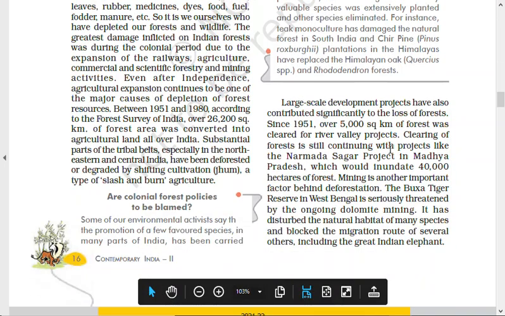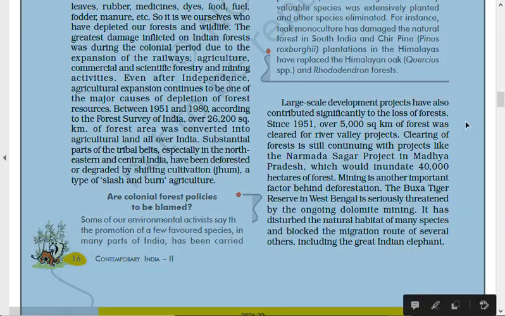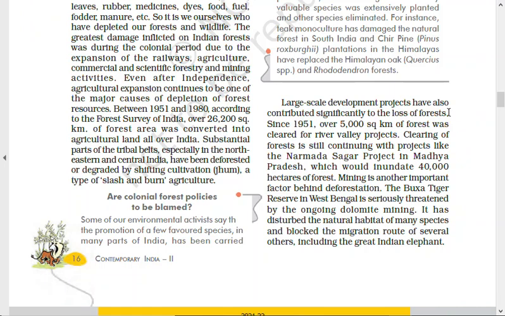All right, next is that large-scale development projects have also contributed significantly to the loss of forest. Naturally, any country needs, first thing, development, right? Development takes place at the cost of natural degradation. So what is the opportunity cost of development? The opportunity cost of development is the degradation of forest, or you can say the flora and fauna, because if you want to have more and more forest, you cannot have that much development, right?